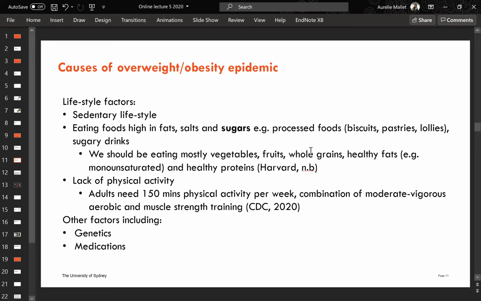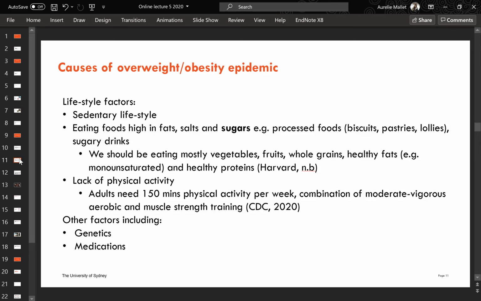And other factors include genetics, and that's not something that we can change, obviously. Some medications that we take as well can make us put on weight, and that might not be something that we can really control either.